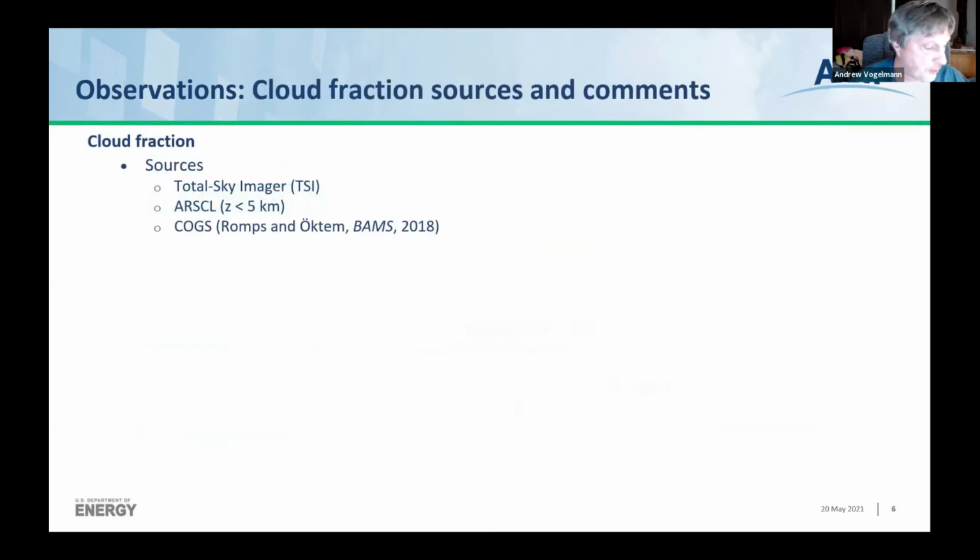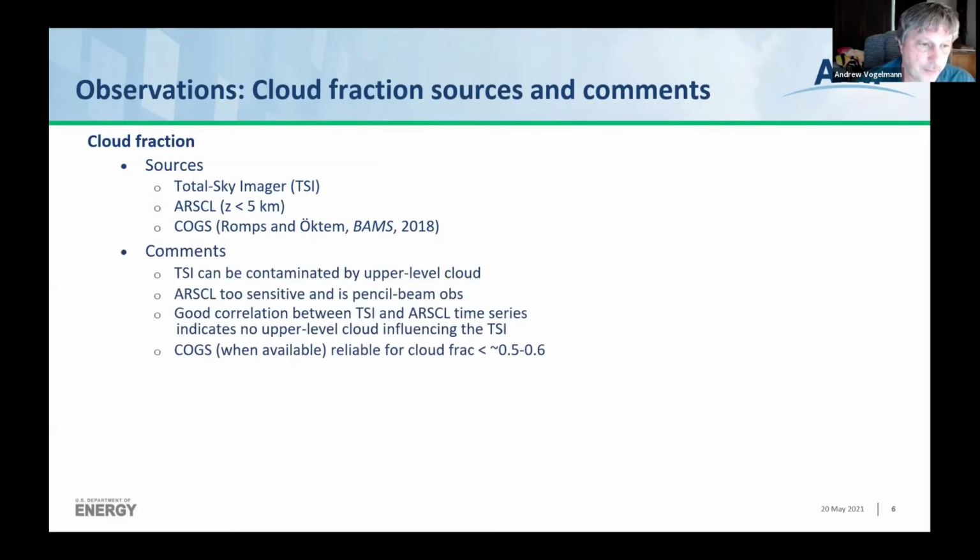Okay, so very briefly, we have these different cloud fraction sources. First, for area cloud fraction, we have the TSI, RSCL, and COGS. And just some comments. First, TSI and RSCL are available for all of the LASSO simulations. TSI can be contaminated by upper level cloud because it sees everything above it. So you have to be careful about when you use that data.